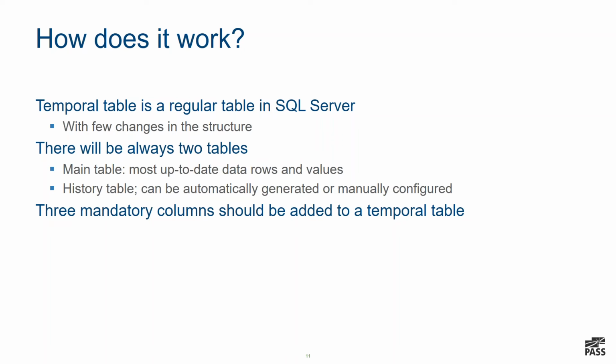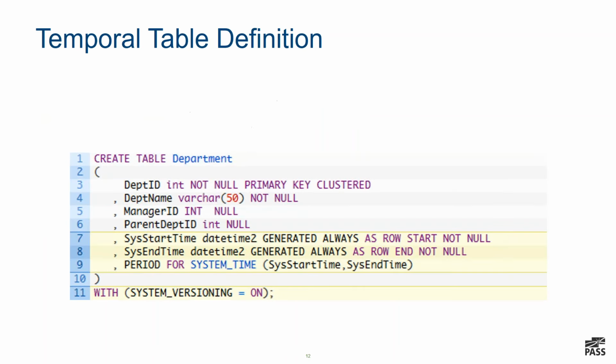And there are three mandatory columns in these tables. So this is a temporal table definition script. As you can see here, I have a department table, which has a department ID as a primary key, department name, manager ID, and parent department ID, right? So these columns are just normal columns. Then I have three columns, which are actually my mandatory columns for defining a temporal table. And as you can see in my create table, I don't say create temporal table. I just say create table, right? But these three columns mean that this is a temporal table or system version table.